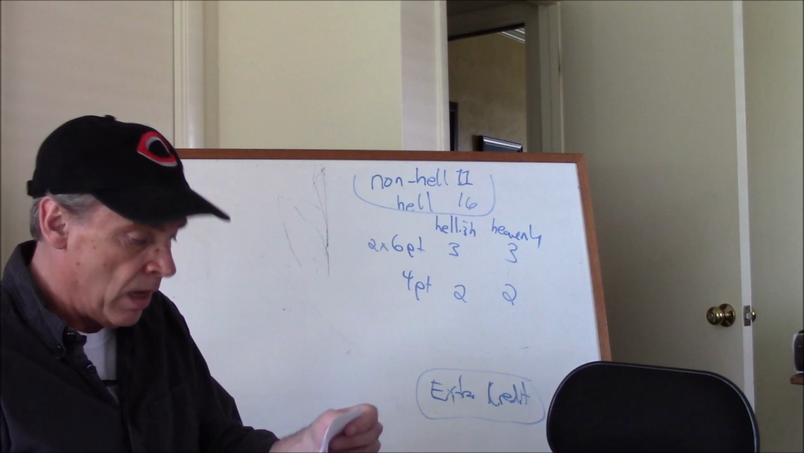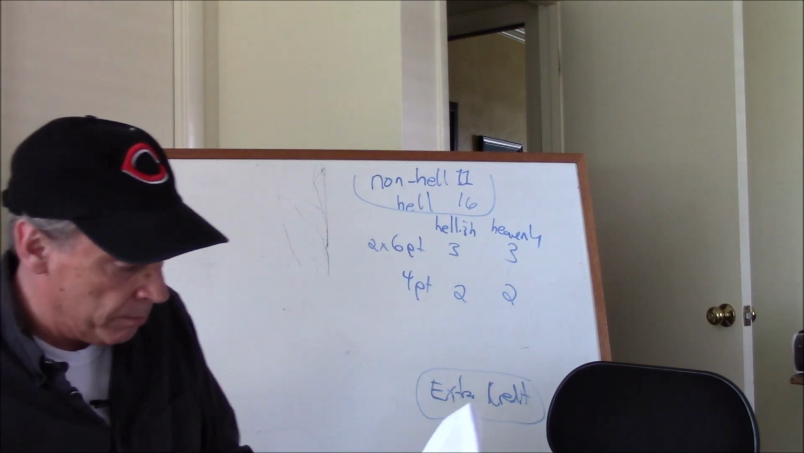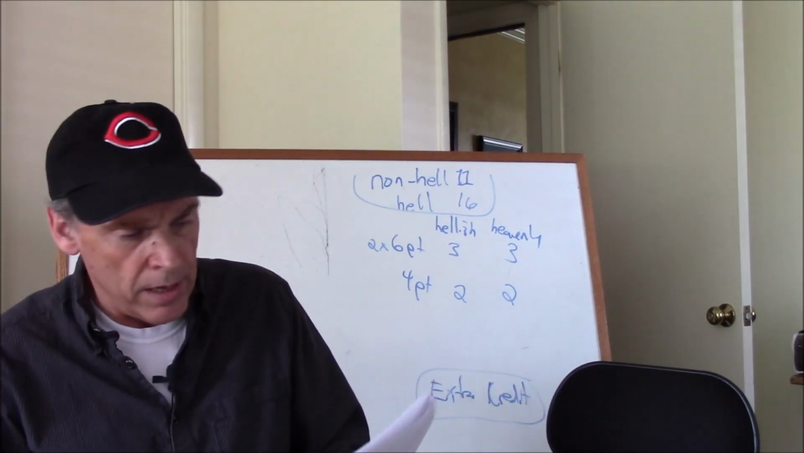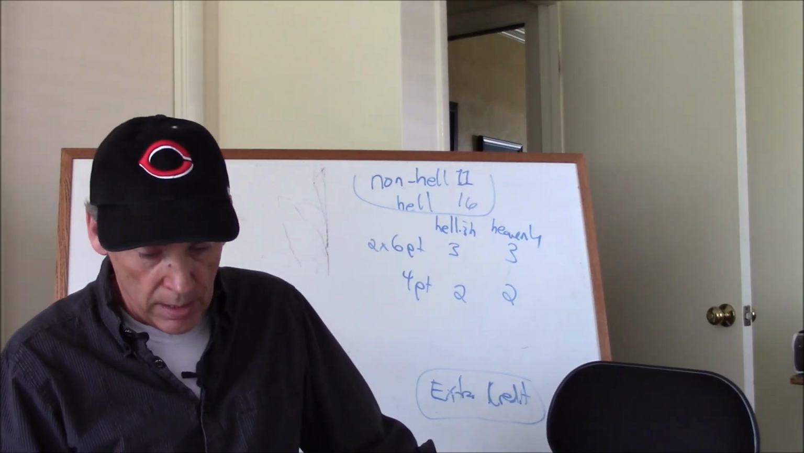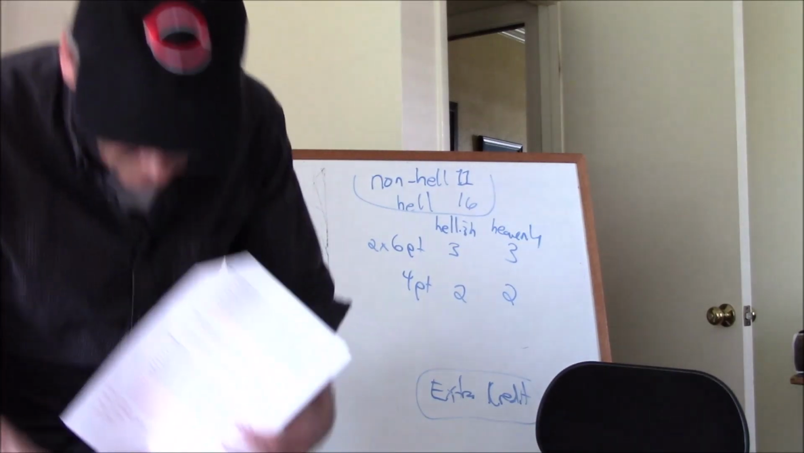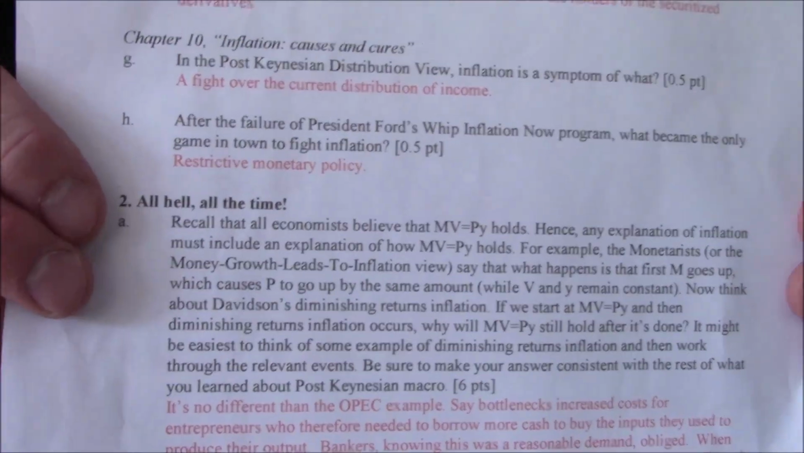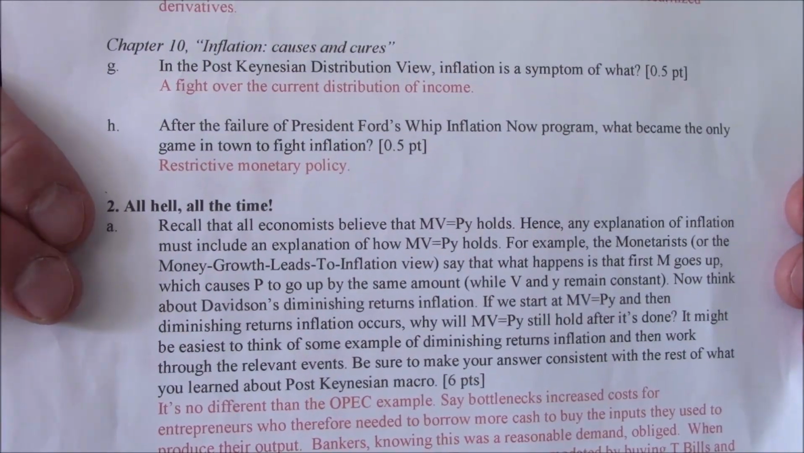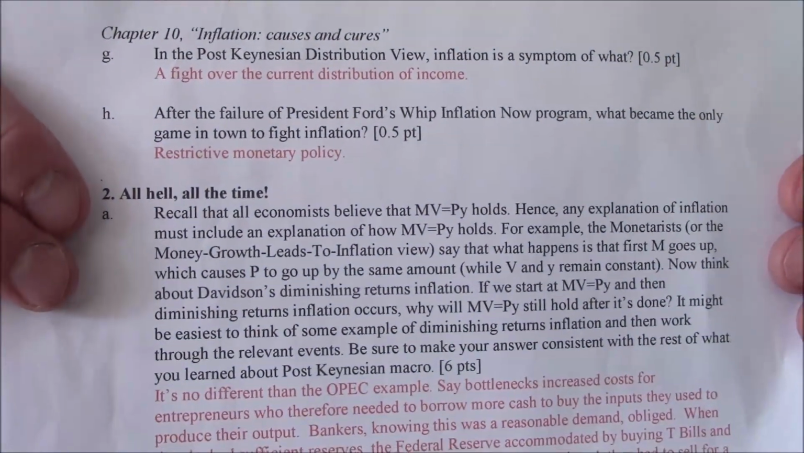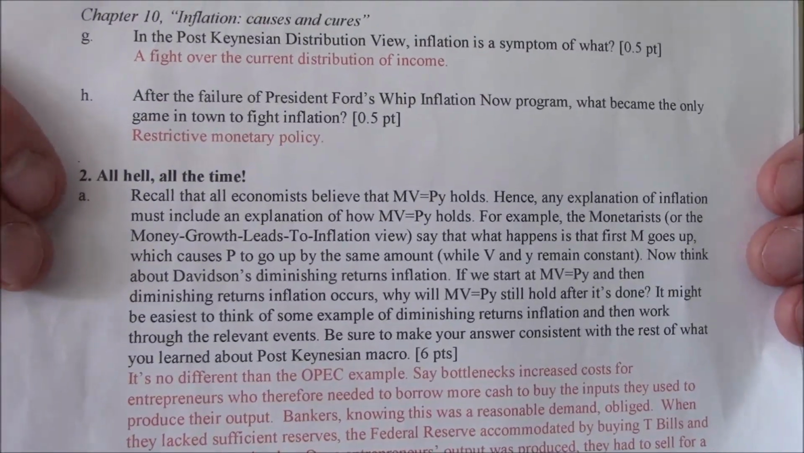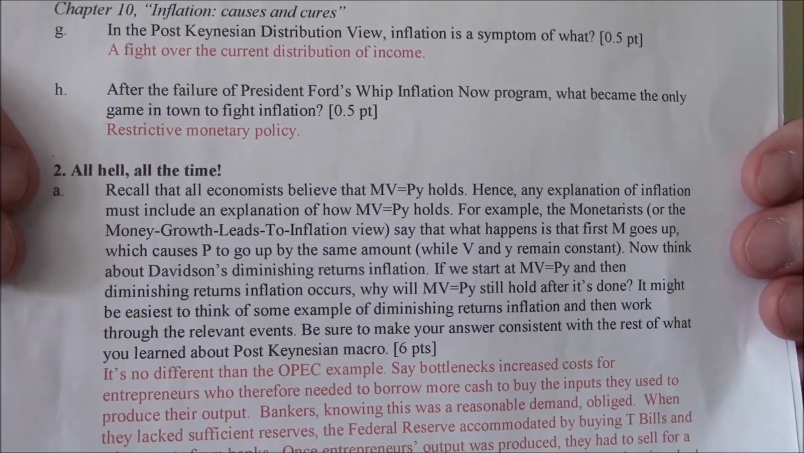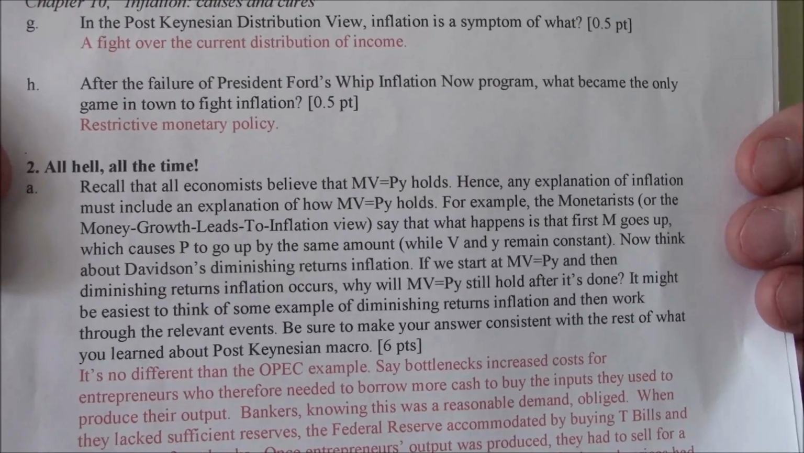Okay. Oh, yes. Brilliant, John. Brilliant. Okay. Recall that all economists believe that MV equals PY holds. Hence, I'll just show you. Well, you probably have yours with you right now, but still. Hence, my explanation of inflation, any explanation, must include an explanation of how that still holds. For example, the monetarists say that what happens is the first M goes up, which causes P to go up by the same amount, and the other 2 stay constant.